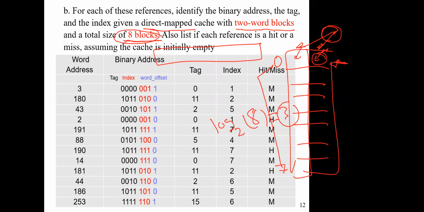How about the suite number? Since there are 2 options, either right or left, I need just 1 bit, 0 or 1. 0 means, as an example, the right, and 1 is the left. So I just need 1 bit for the offset, and 3 bits for the index. So this will be for the offset, and this will be for the index. The rest will be for the tag.